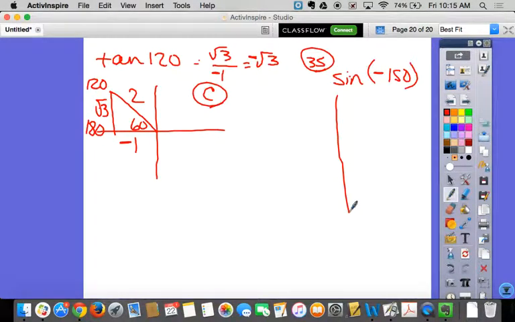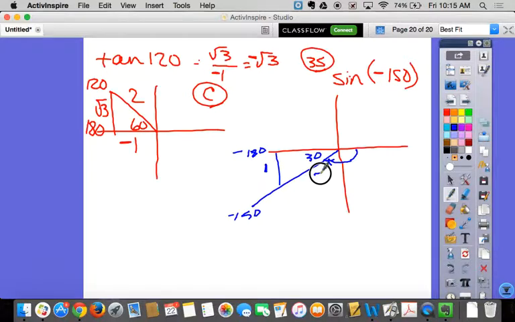Okay. 35. 35 is sine of negative 150. Okie dokie. You're going to have to think just a minute. We're going this way. You didn't quite reach negative 180, so negative 150 is here. The difference would be 30 degrees. So it's just like that one that we drew a while ago. There's a 1, there's a 2, there's a square root of 3, negative, negative. But now we're doing sine. Opposite over hypotenuse, negative 1/2.